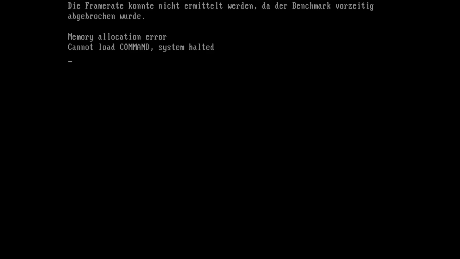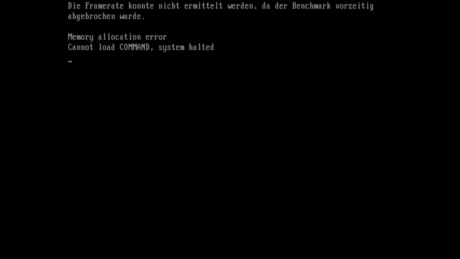Whoops. Nothing works. Can we exit out? Yes, we can. But then look at this. Memory allocation error, cannot load command com, system halted.